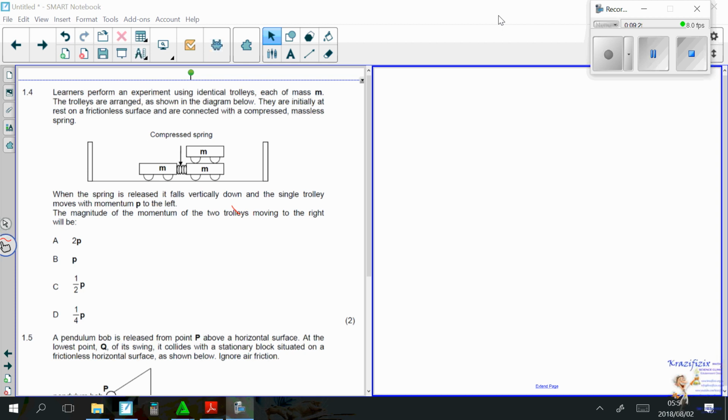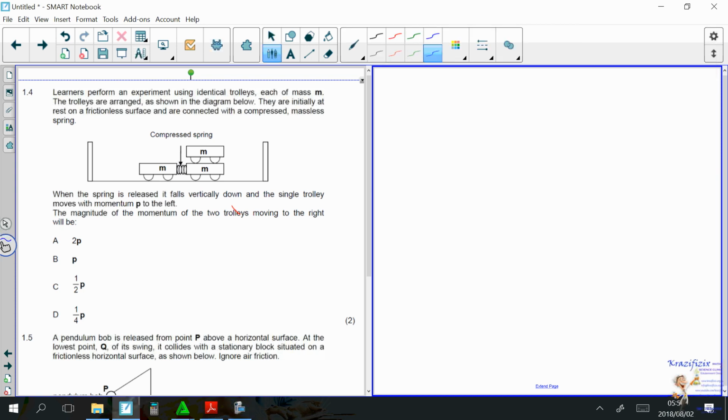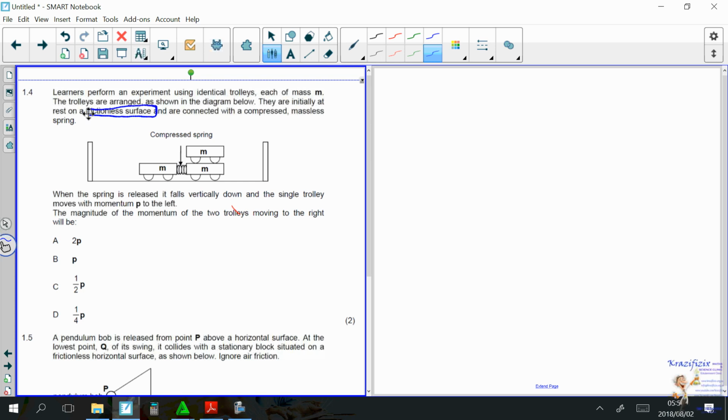This is momentum. We can quickly see that. Let us perform an experiment using identical trolleys, each of mass m. The trolleys are arranged as shown on the diagram below. They are initially at rest on a frictionless surface. Again, we're talking about an isolated system. They are connected with a compressed massless spring. When the spring is released, the single trolley moves with a momentum p to the left. Remember now, momentum is a vector quantity.